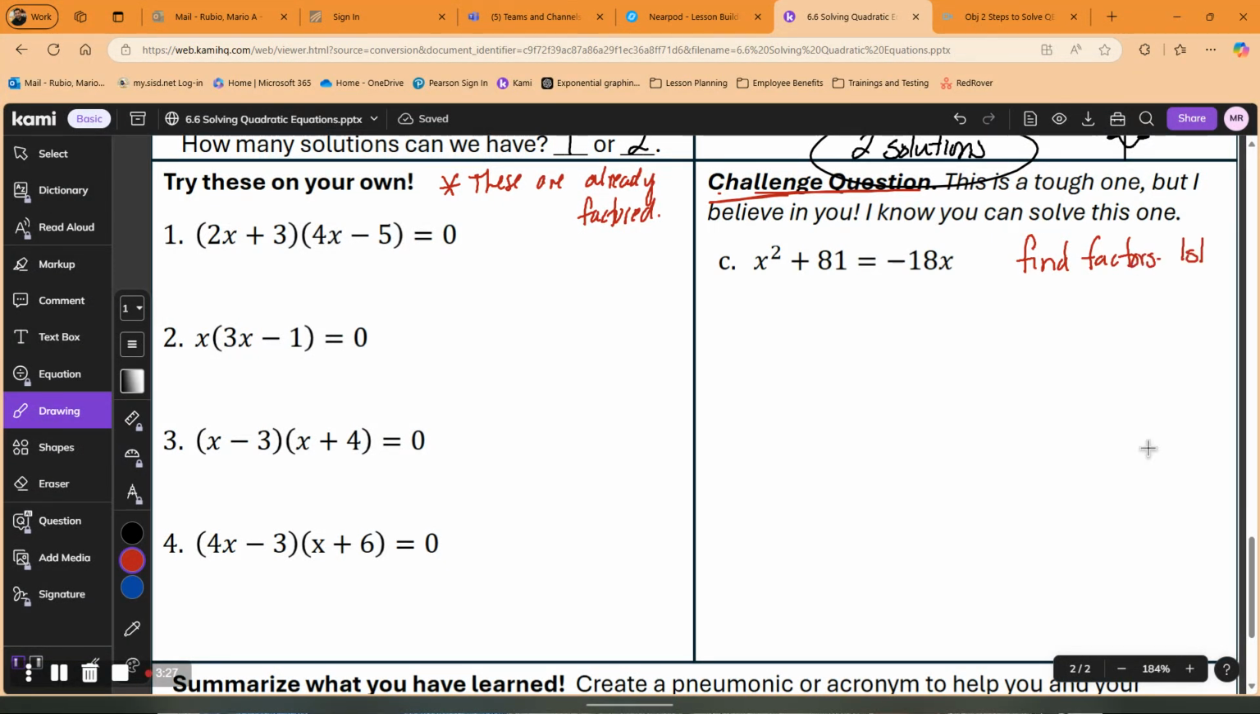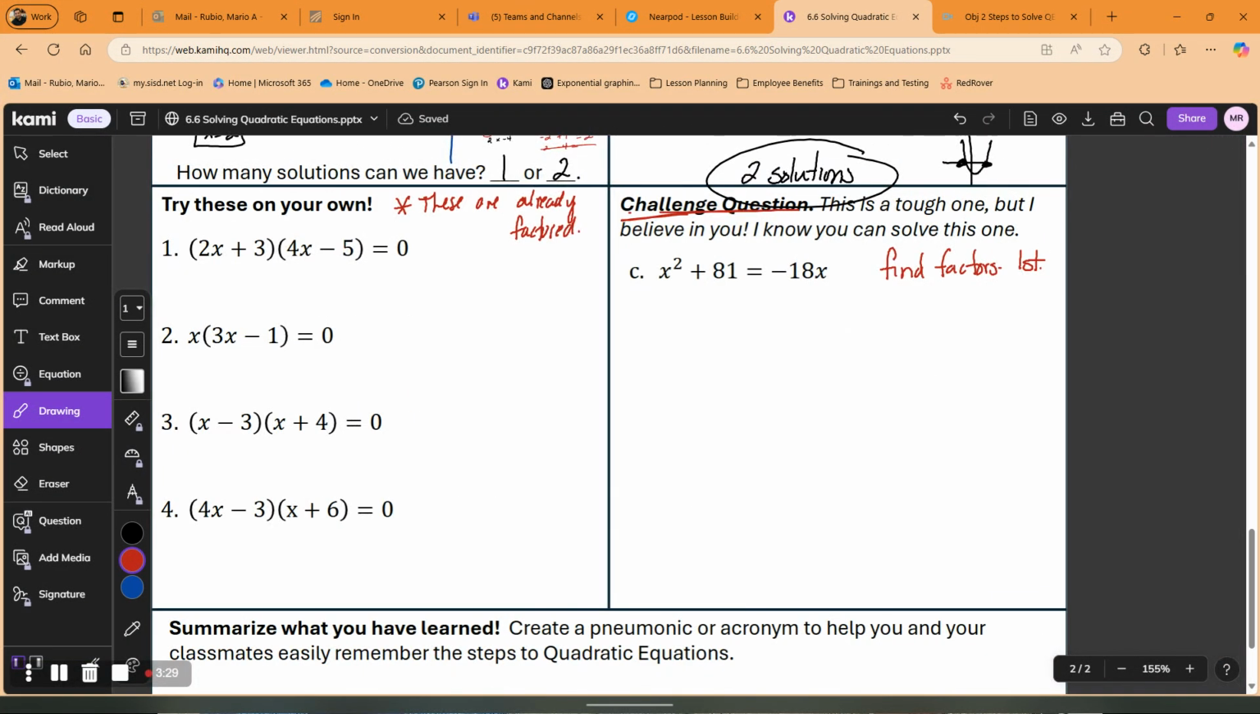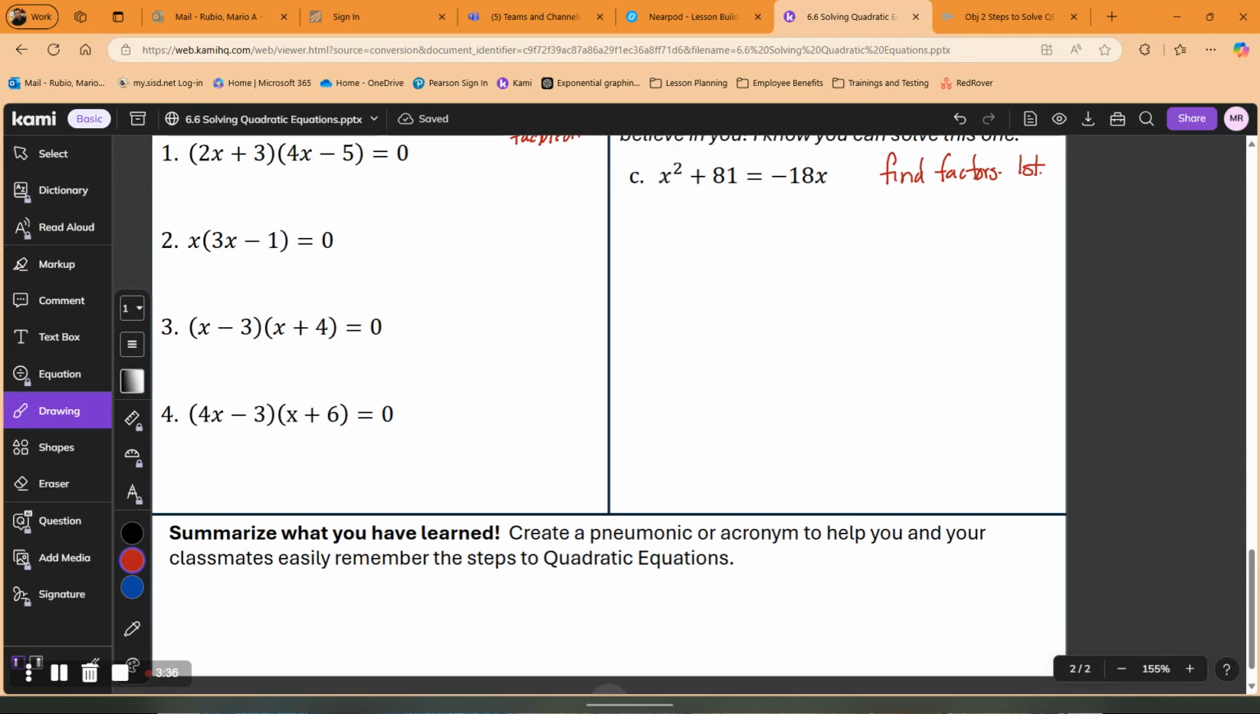Okay. I want you guys to work on these in class. Let me know if you're getting stuck, if you all need help. Ask me or Coach Taylor. If you're in Ms. Monades class, ask Ms. Monades. And then once you're done with the practice, I want you to summarize what you have learned by creating a mnemonic or acronym to help you and your classmates easily remember.